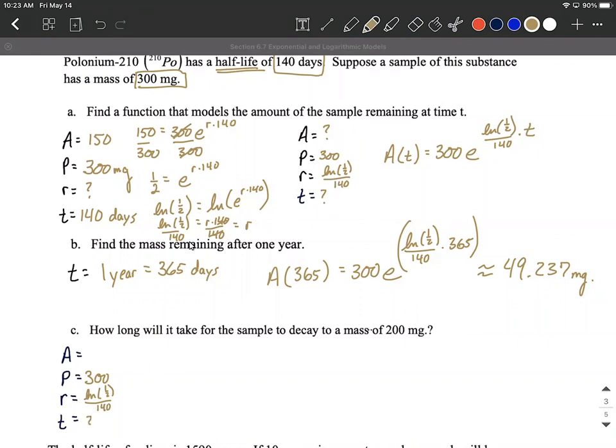We want to know how long, so we don't know our time frame. And then the sample to decay to a mass of 200 milligrams. So we end up with 200 milligrams. That's going to be our accumulated amount A. All right, so let's plug it all in and see what we can solve for. So we'd say 200 equals 300 e raised to the natural log of 1/2 over 140 times t. And again, all of this, the rate and the time, up in the exponent on e.